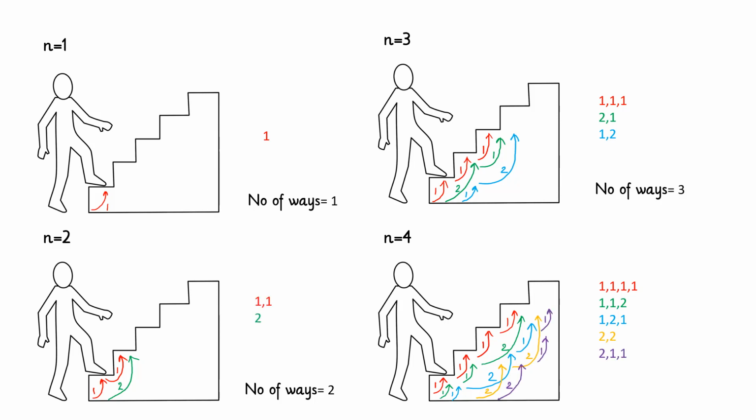So here the total number of ways to reach step 4 is 5, which is not matching at all. Previously we saw for 1 it's 1, for 2 it's 2, and for 3 it's 3, but here for 4 it's not 4. That is the reason we should always try to look at bigger values of n.